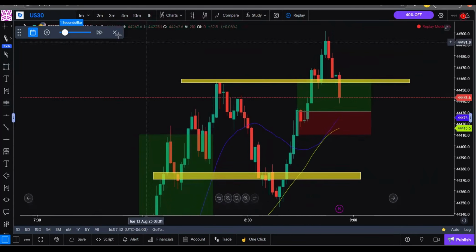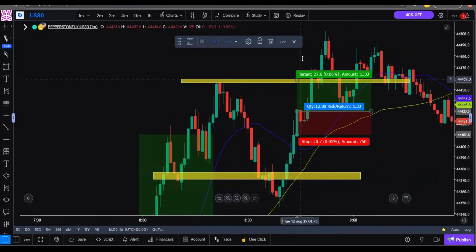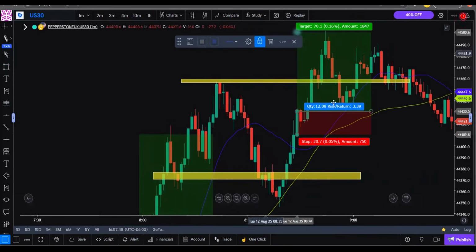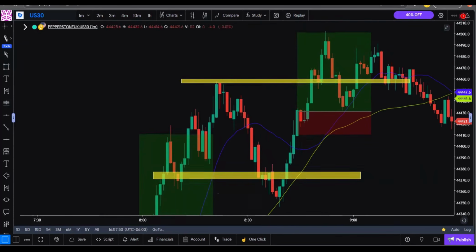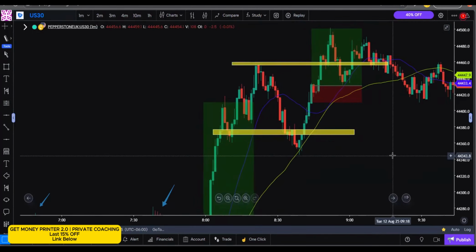Let me see how much did it push maximum. It did push around 70 points, which is 1 to 3. Guys, it's crazy. I'm telling you, this is gonna help you reach your goals.